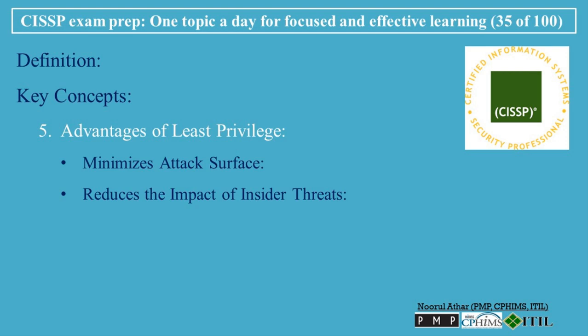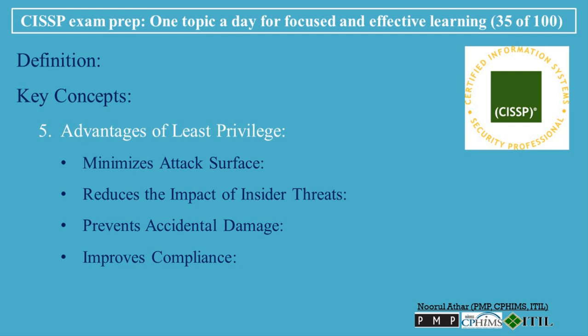Reduces the impact of insider threats. Malicious insiders or compromised employees will only be able to access the data they need for their roles, limiting the potential damage they can cause. Prevents accidental damage. Users or processes with excessive privileges may accidentally alter or delete critical data. Least privilege reduces the likelihood of these mistakes by limiting what they can access. Improves compliance.